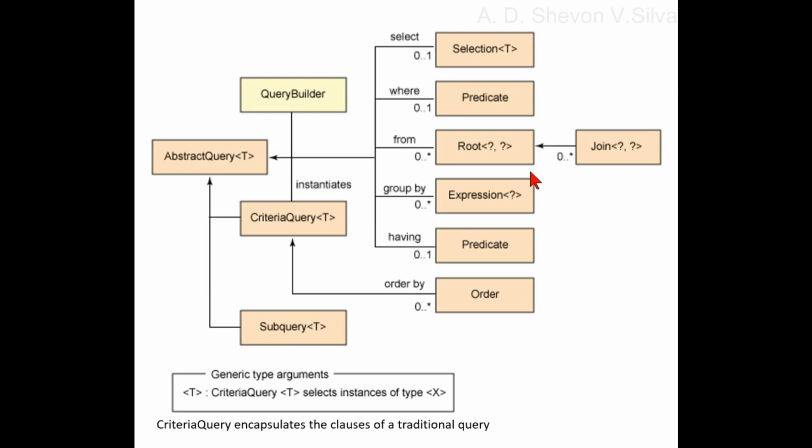Interface Root<X>. Here the type parameter X is the entity type referenced by the root. The root type in the from clause. Query roots always reference entities.